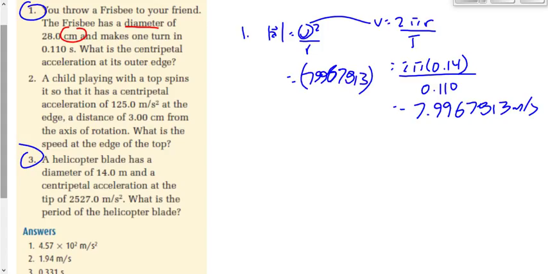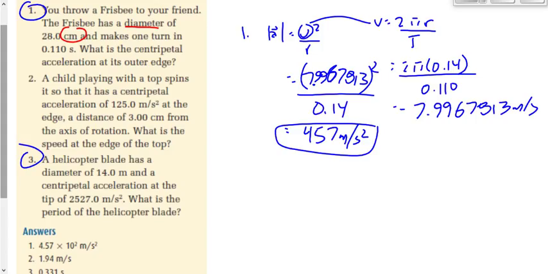7.9967813. Okay, squared divided by... be careful here, because I know that a couple people divided that by 0.11, not by 0.14. We're dividing it by the radius, not by the period. So 0.14. When I do that, I should get 4.57 times 10 to the 2, or we could just say 457 meters per second squared. How many G's would that be? It's about 46, right? Divide by 9.81, and you're getting about 46 G's.